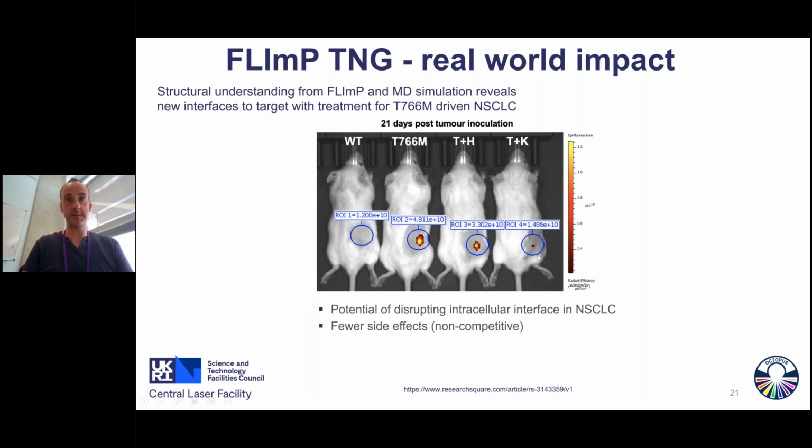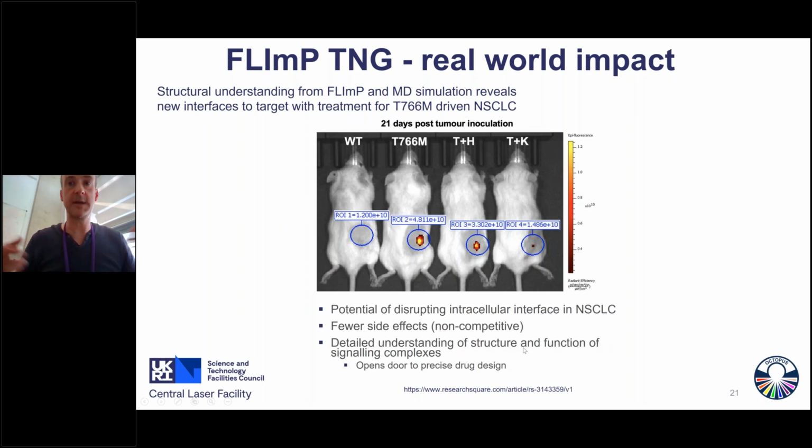So this is actually the most powerful one here, disrupting this kinase domain interface. So that's non-competitive with the normal EGFR binding site, so actually potentially have far fewer side effects. It's obviously harder to do, but this is showing how the detailed understanding at the molecular level and structure function of these signaling complexes that you can now get from these methods is potentially opening the door to precise new drug design. So this is work that's currently under review.